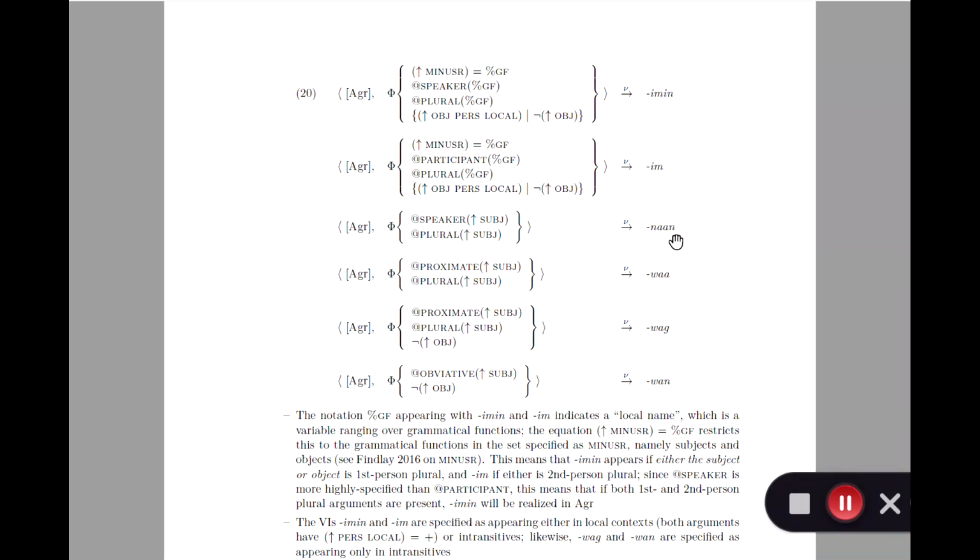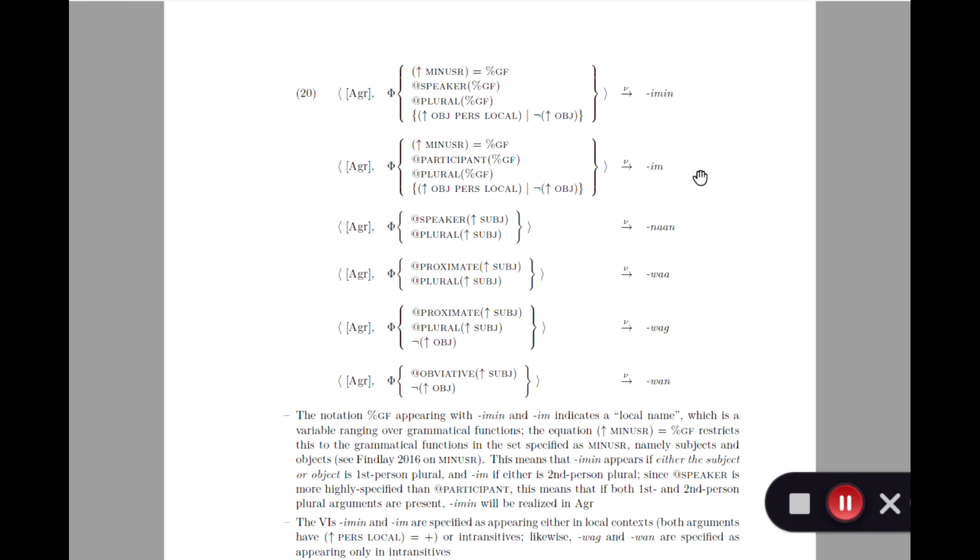And so non is inserted when you have, for instance, a first-person plural subject, unless you have a first-person plural subject and no object, or a first-person plural subject and the object is, for instance, another local participant, so another, like, a second-person element.